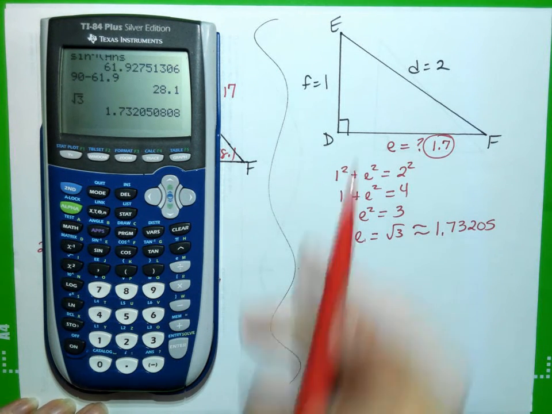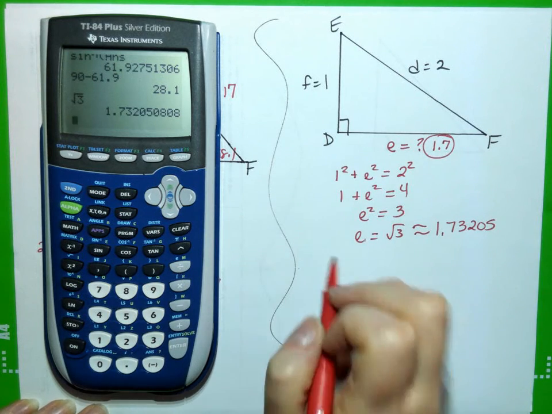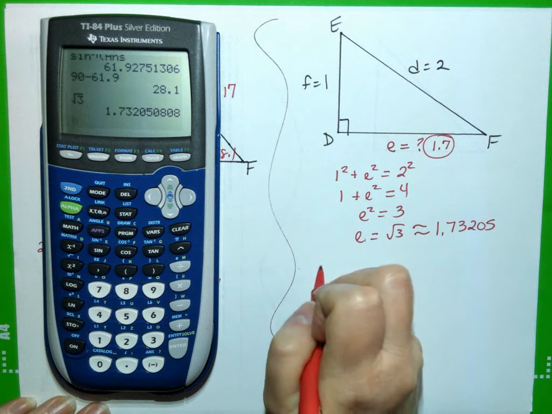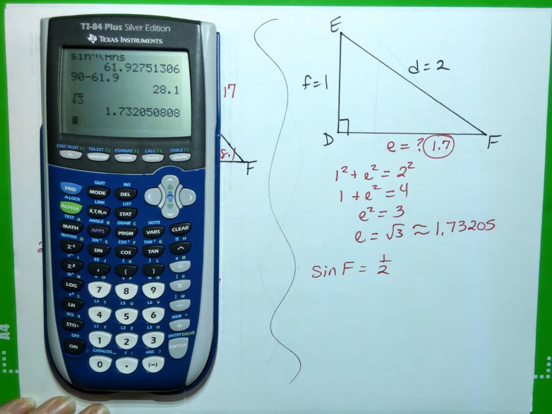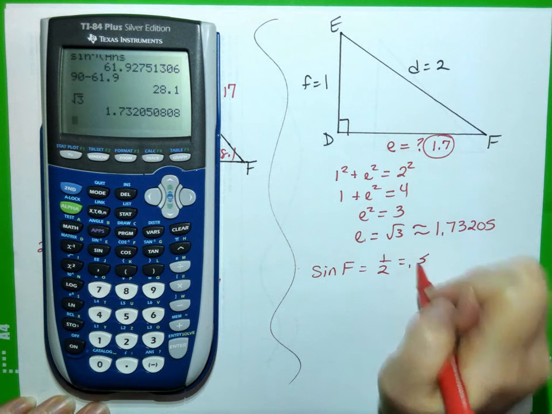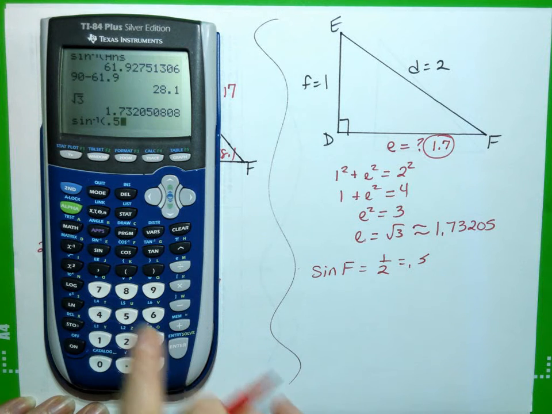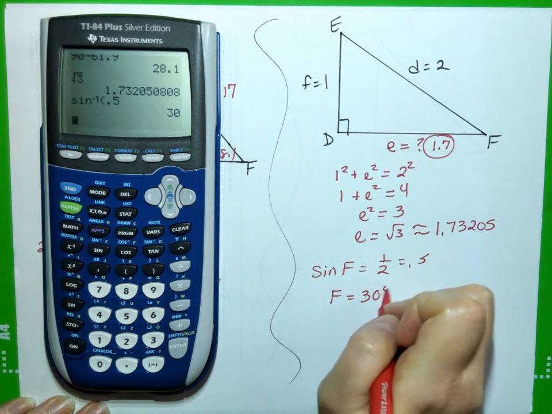So I start making my list. I don't care which angle you use. If I use angle E, though, well, let's use F this time for the heck of it. Okay, if I do the sine of F, I get 1 over 2. Wait a minute, I can solve that, because a half is 0.5, so second sine of 0.5 tells me that F is 30 degrees.